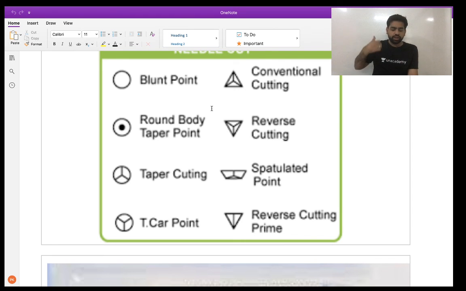Whoever is listening, can I have a thumbs up from you if you understood this point, so that I can move on to the next thing? Can I have a thumbs up, guys, if you understood this? Please cooperate, guys. Can I have a thumbs up?